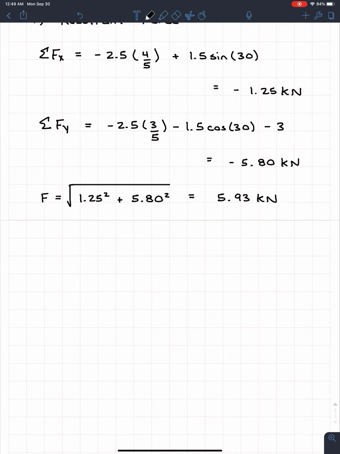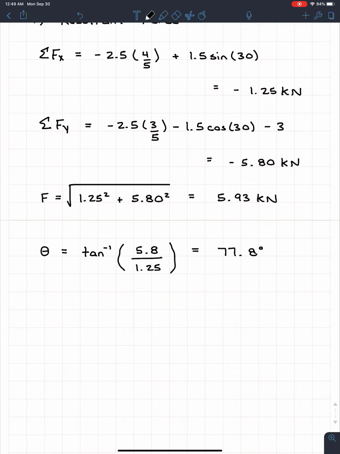The next thing we do is theta is equal to the inverse tangent of y over x. So it's going to be 5.8 divided by 1.25. Let's close the bracket here, and if we do that, we should get 77.8 degrees.